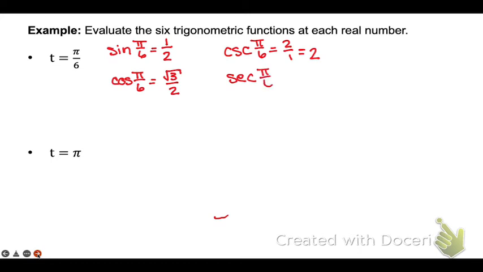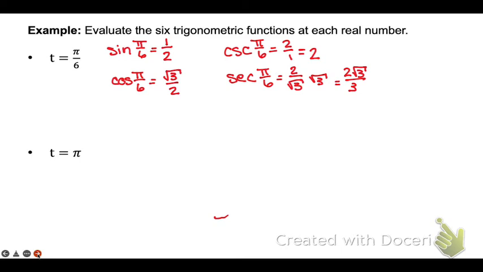Secant of pi over 6 is the reciprocal. Yes, I do have to rationalize that. I can't leave it 2 over the square root of 3. I have to multiply both the top and the bottom by the square root of 3. So that gives me 2 square root of 3 over 3. And I will take off for not rationalizing.